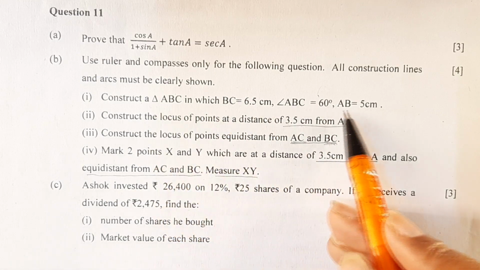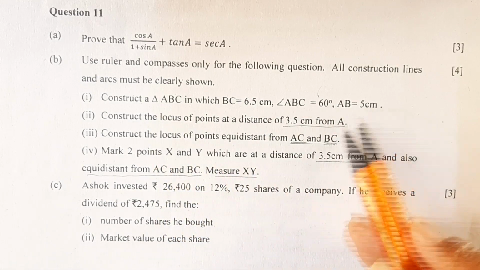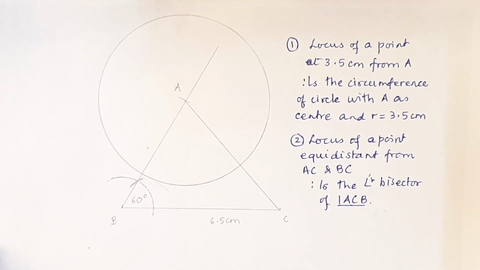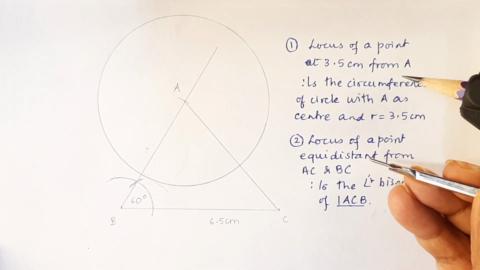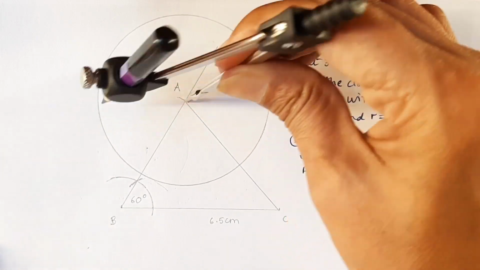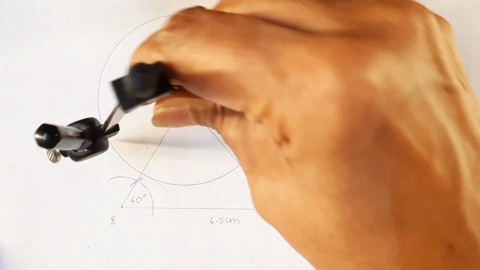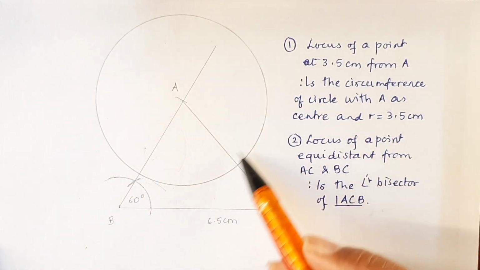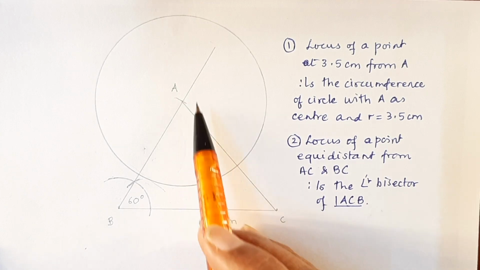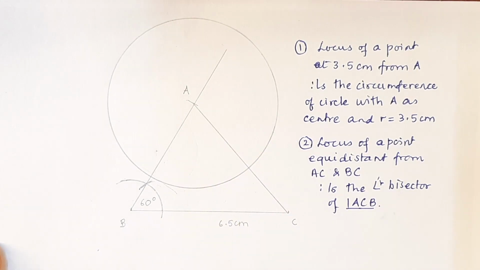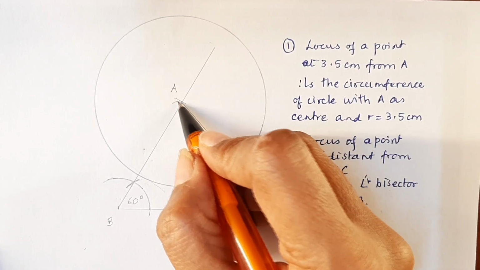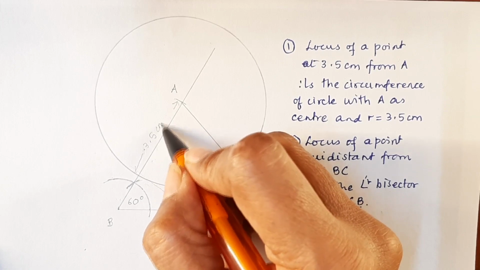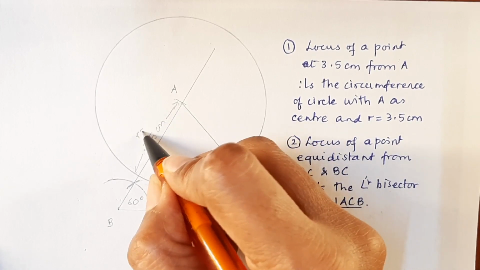I'm going to construct triangle ABC because this is too simple, you will know. Then I will construct this for you. The locus of a point 3.5 centimeter from A will be keeping A as the center and drawing this circle, and it will be the circumference of the circle with A as the center and 3.5 as the radius. So from here to here is 3.5 centimeter and that is the radius.